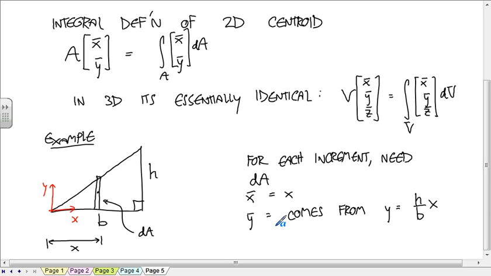So the y centroid is equal to h x over 2b, halfway up. And it looks like things are shaping up where we're going to be calculating everything in terms of x. So in terms of x, what's the area of this increment?